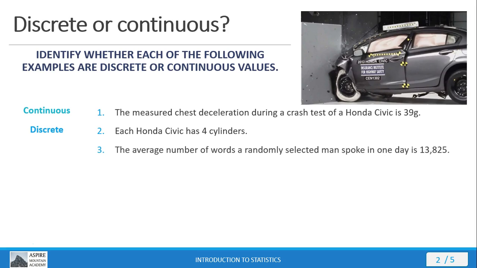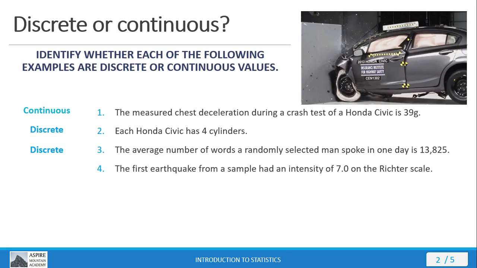Try this example. The average number of words a randomly selected man spoke in one day is 13,825. Is this discrete or continuous data? Well, I hope you said discrete data. I know we're calculating an average, but don't look at that. Forget the calculated value. Look at the actual data values. You're counting the number of words spoken in a day. You're not going to count partial words. Because you're counting only whole words spoken, this is an example of discrete data.